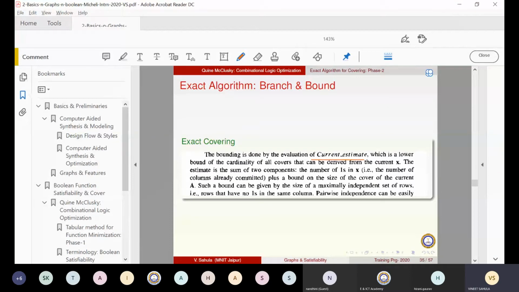The current estimate is, if any matrix is given, we just have to find out independent rows. Independent rows are those rows pairwise such that they have no 1 common in any column. They are 0, 1, 0, 1 such that placed that they have different bits. Any 2 rows which have opposite bits in their columns are called independent rows because each of them will require a separate column to cover them, right?